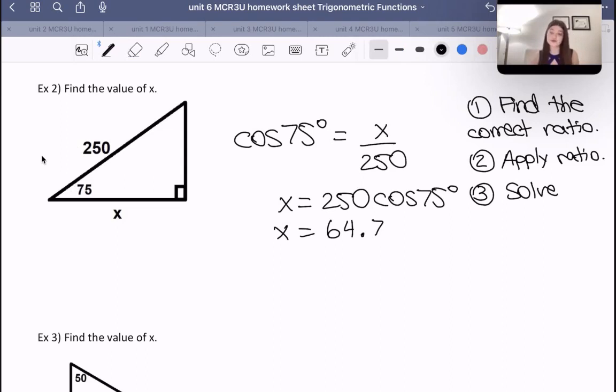However, if you do get an answer that is greater than your hypotenuse or equal to your hypotenuse, definitely be wary, then it is probably incorrect.